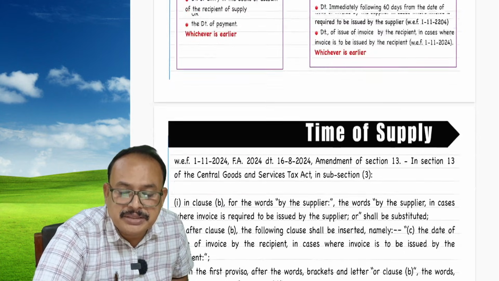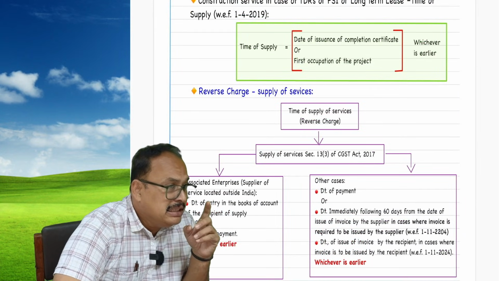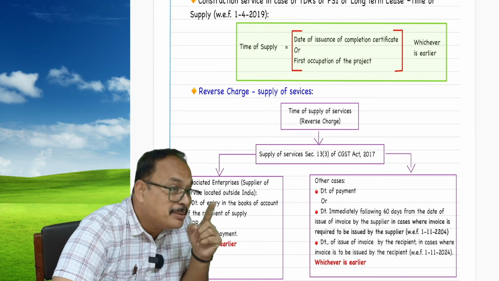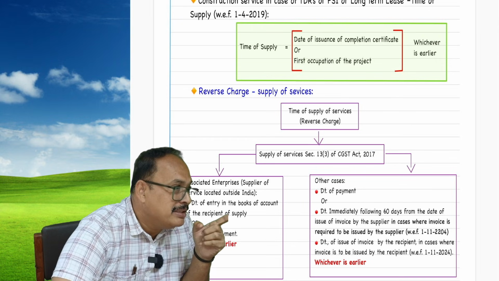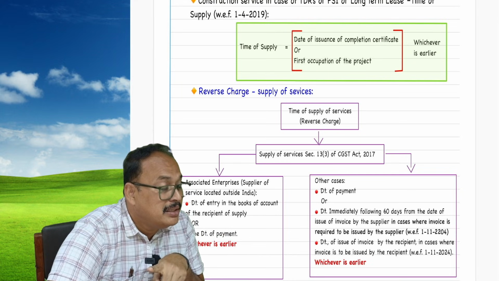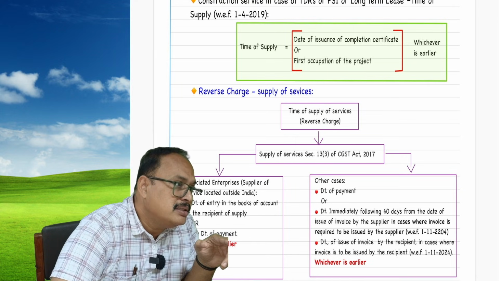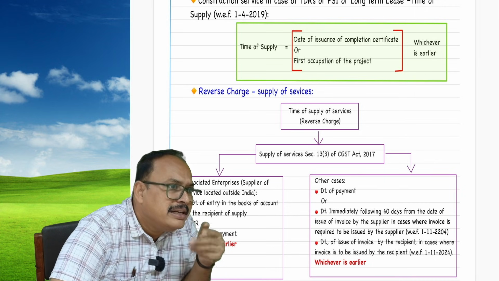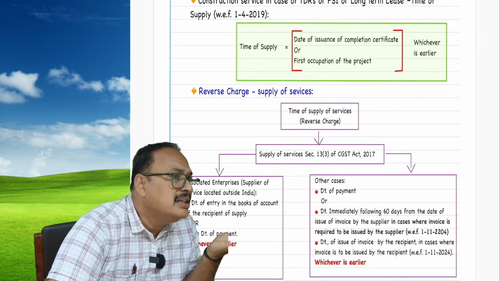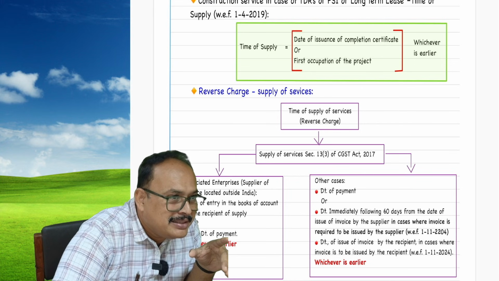Further, my dear friends, I mean to say here is, if the supplier issues the invoice, the 60 days time period applies. The first day after expiry of 60 days from issue of invoice by supplier or date of payment, whichever is earlier. If the recipient is liable to issue invoice, 60 days is not applicable. Date of payment or date of issue of invoice by the recipient, whichever is earlier, is the time of supply. Get my points? Got the clarity?